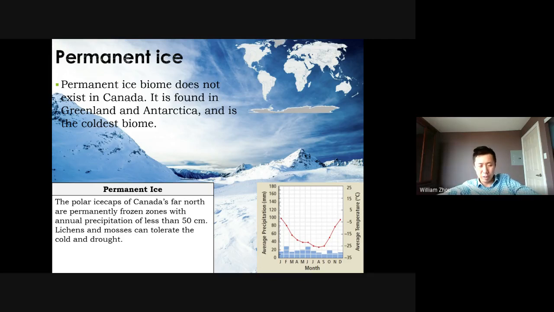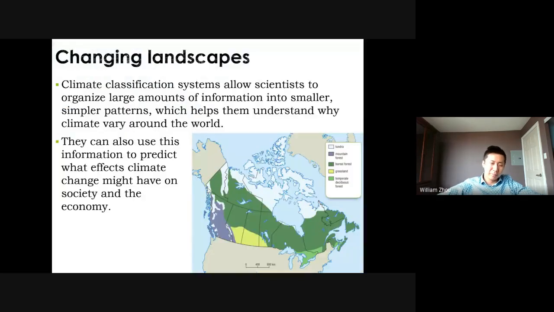Okay, so any other questions about permanent ice? All right, so that's it for the 8 biomes. I can explain all day, but you just have to buckle down and figure out ways to remember which one is which. I'm telling you my strategies. I don't know if you like those strategies. You can find other ways if you want.